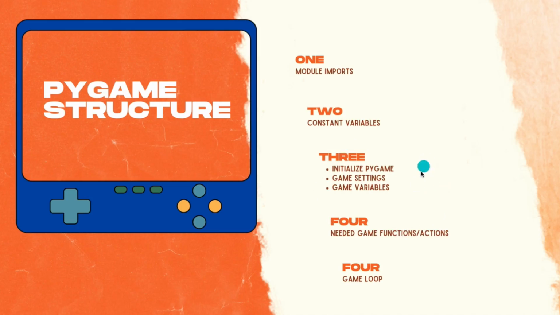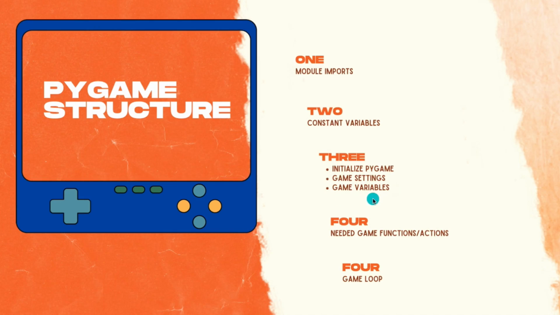Next, we're going to initialize the game, create the game settings. This is like the screen or the clock, all the things we need to create our game. And then game variables. What variables will I need in the game that are going to change? That's why they're different from our constant variables.